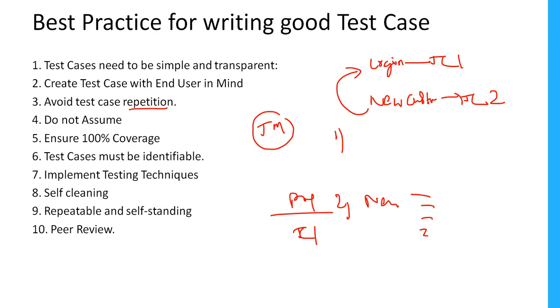And then test cases must be identifiable. What does this mean? Name the test case ID such that they can be identified easily while tracking defects or identifying the software requirement at a later stage. So we need to give a proper test case ID that should be unique.